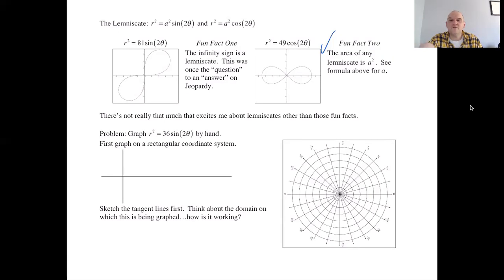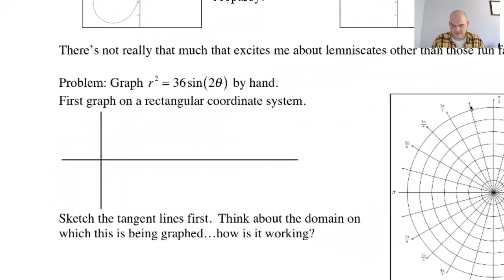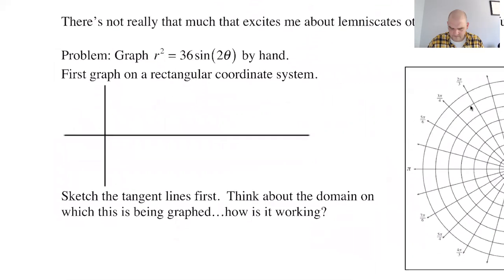The other weird thing is that the area contained within a lemniscate is actually just a squared, which is pretty crazy. So for this first example, where r squared equals 36 sine of 2 theta, the area contained within the lemniscate is actually 36. Just the number 36. How crazy is that?